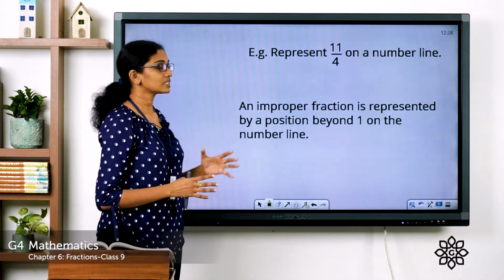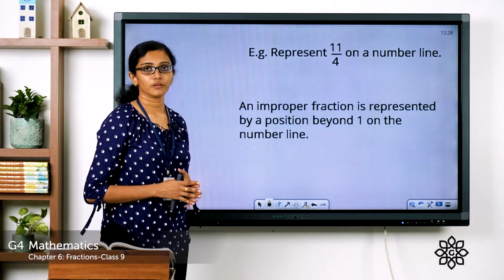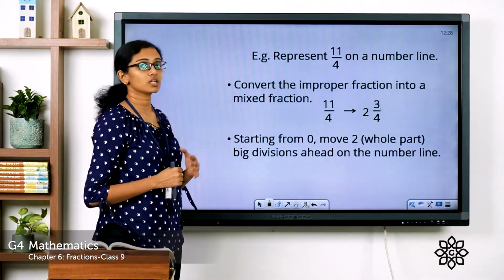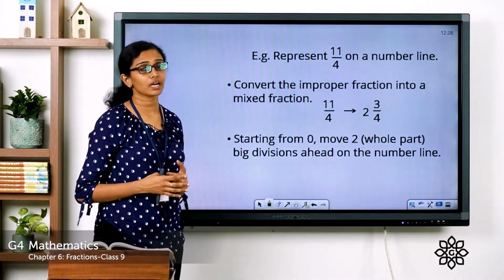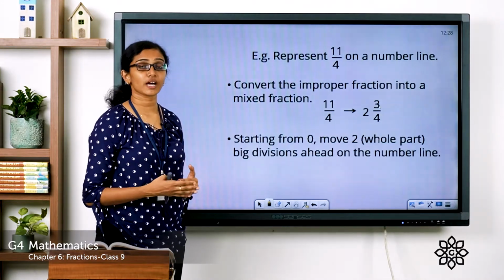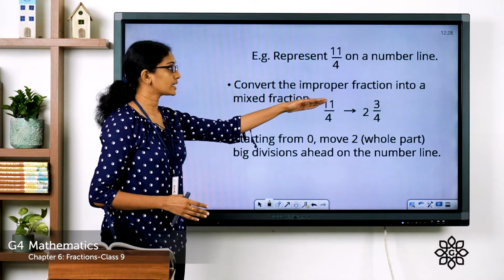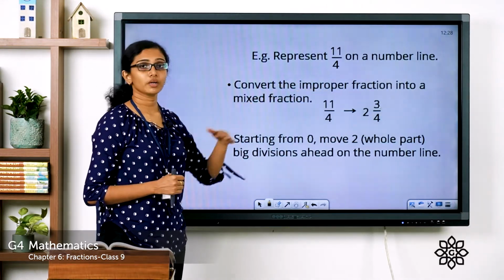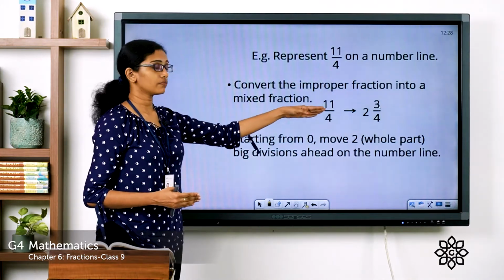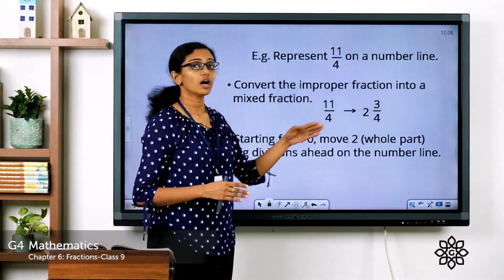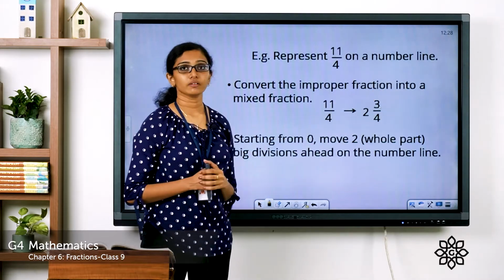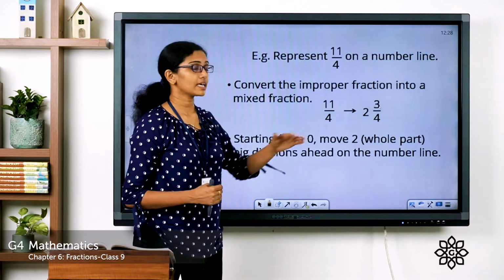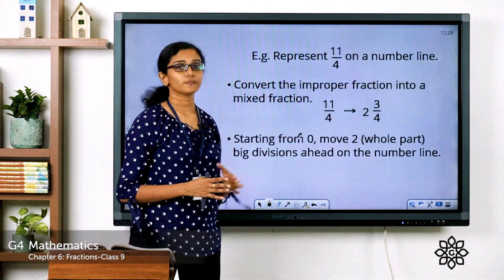Clear? So let's see the steps. Given an improper fraction, the first step is to convert the given improper fraction into a mixed fraction. And how do you convert an improper fraction to a mixed fraction? You have to divide the numerator by the denominator. So the numerator is 11 and denominator is 4. When you divide 11 by 4, you get a quotient 2, a remainder 3 and a divisor 4. The corresponding mixed fraction to 11 by 4 is 2 3 by 4.